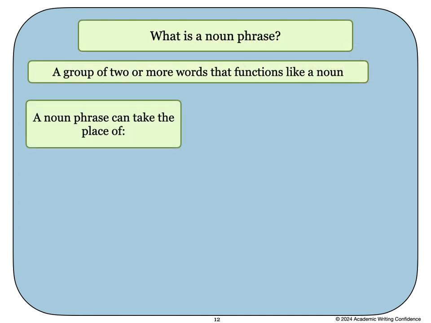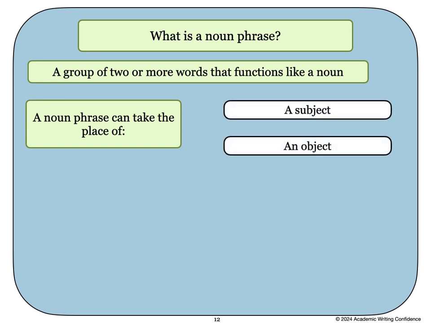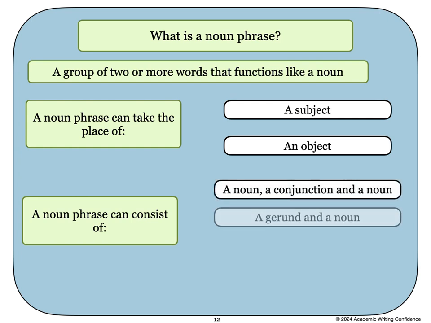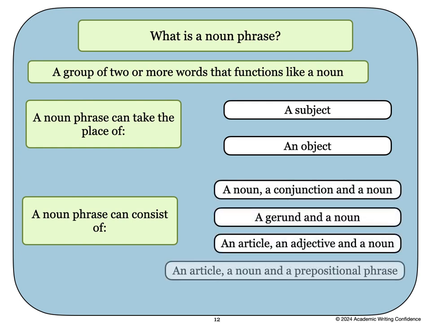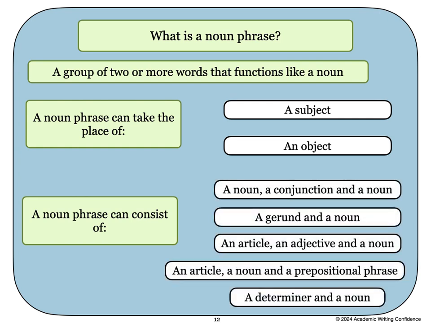So to review, what is a noun phrase? It's a group of two or more words that functions like a noun. A noun phrase can take the place of a subject or an object in a sentence. A noun phrase can consist of these different things. I hope you have a better understanding of how you can write more interesting sentences by using noun phrases.